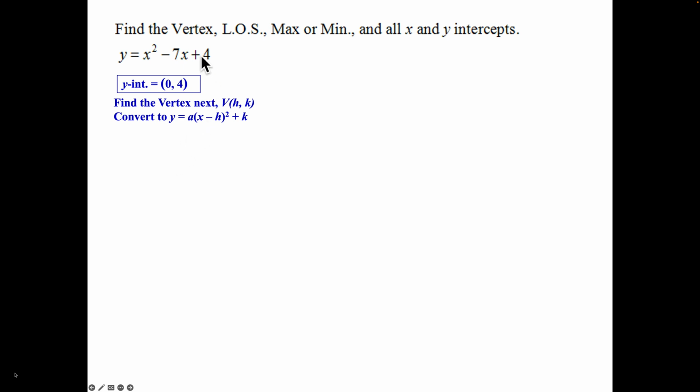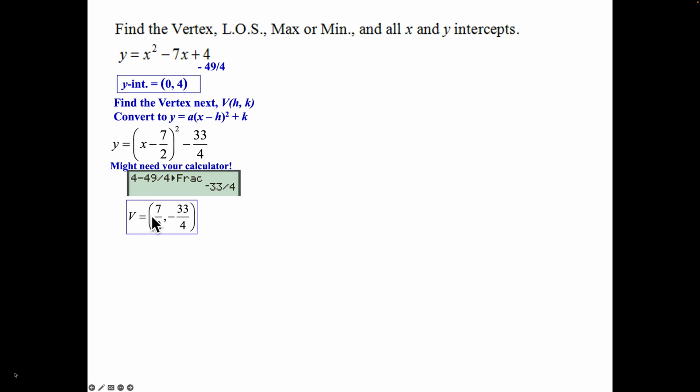And then 4 minus 49 over 4. I'll probably have to type that in the calculator to get negative 33 over 4. Square the 7, square the 2, subtract it out front. Yeah, I'm not going to lie, I used my calculator. 4 minus 49 divided by 4. Hit the math button to make sure it turns it back into a fraction. Negative 33 over 4. Then we change it to minus 33 over 4. There's my vertex. Found it.